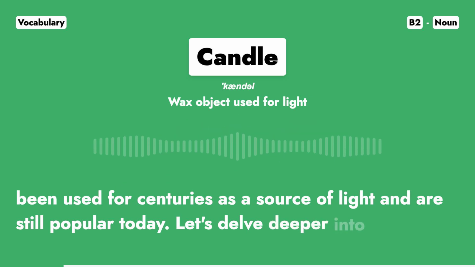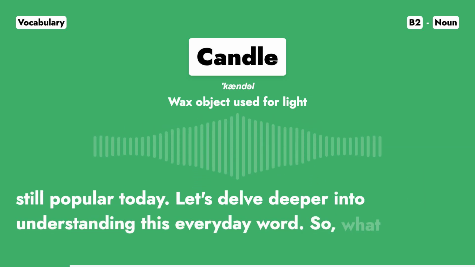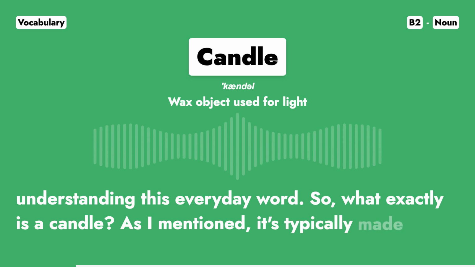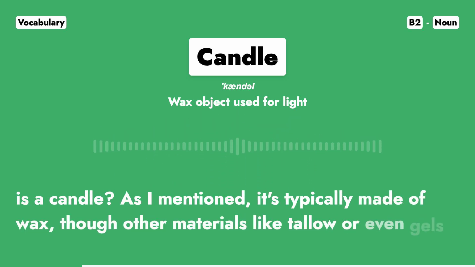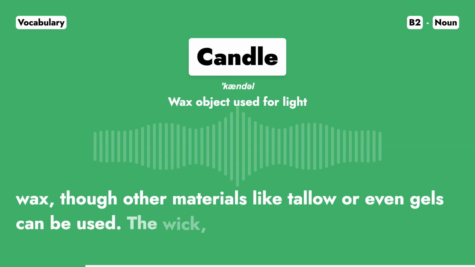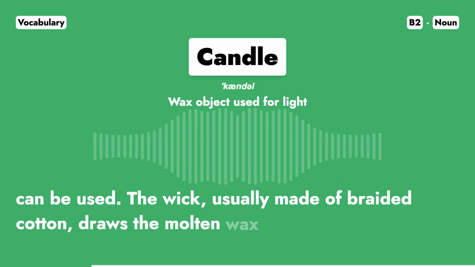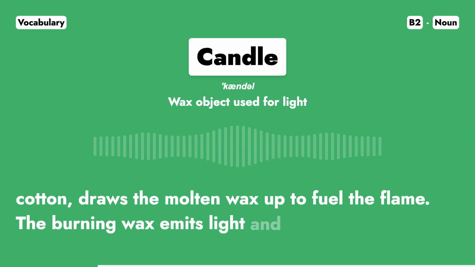Let's delve deeper into understanding this everyday word. So, what exactly is a candle? As I mentioned, it's typically made of wax, though other materials like tallow or even gels can be used. The wick, usually made of braided cotton, draws the molten wax up to fuel the flame. The burning wax emits light and heat.